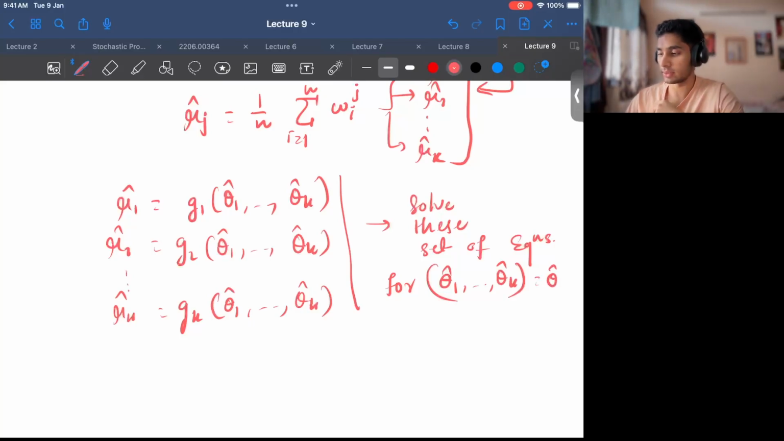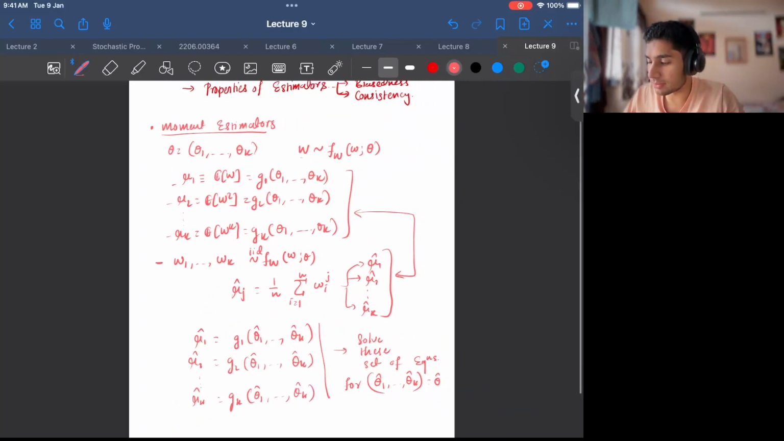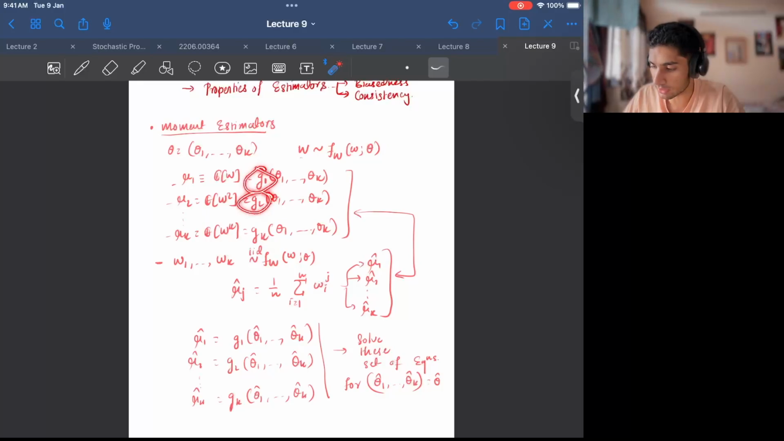Let's call it theta. So this is basically the overall idea, right? What we are doing is nothing high-fi. You first need to find what these functions are, g1, g2 till gk. That can be easily obtained using your analytical simplifications. And then you find empirical estimates for mu1, mu2 till mu k using sample means, right? Law of large numbers.